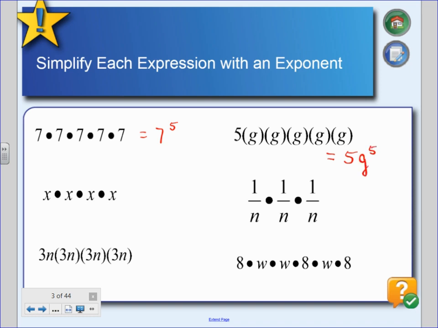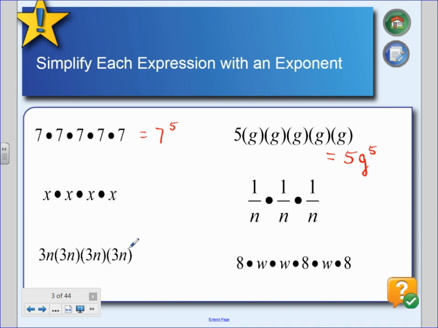And if you remember, we had a fun little catchphrase. Exponents are all about that base. This 5 as an exponent only applies to the G. Does not apply to the 5. We do not have 5 5s multiplying each other. We have 5 G's. So it's 5G to the 5th.